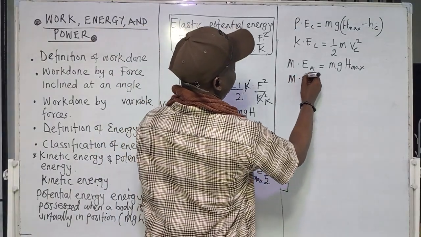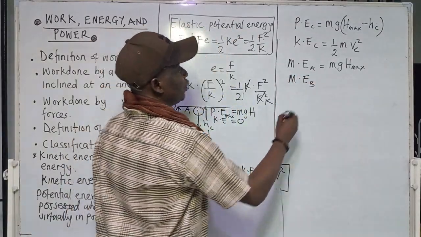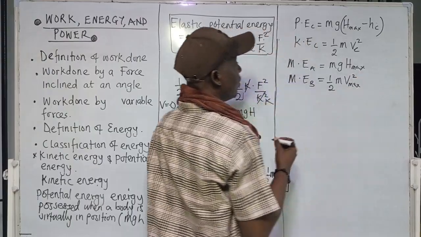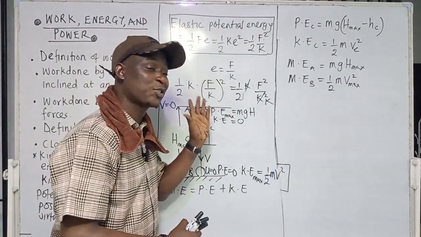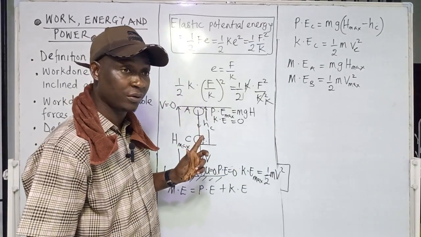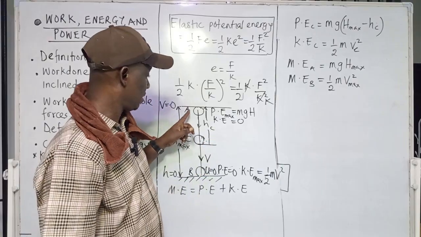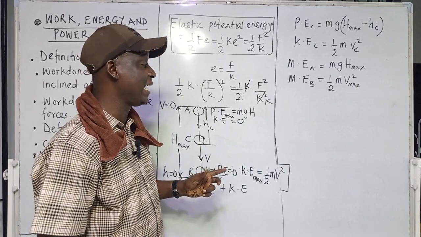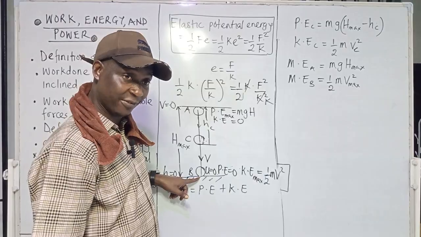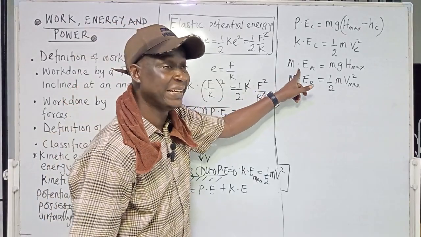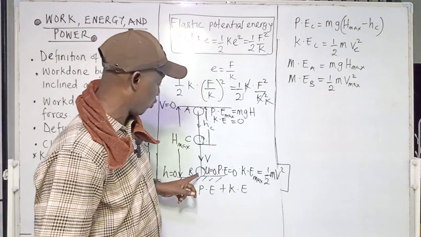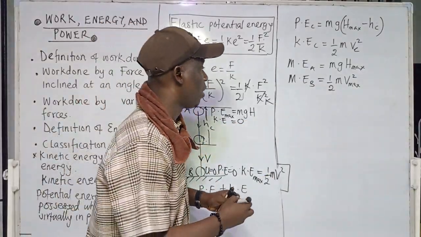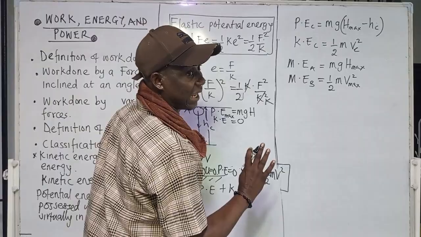Mechanical energy at point B, the lowest level, is equal to what? Half mv square. You see where a question can come out now. If they ask you, mechanical energy is converted to potential energy at what point? At the highest point. And kinetic energy at what point? At the lowest level. So at the highest point, mechanical energy is converted to potential energy. At the lowest point, mechanical energy is converted to kinetic energy. That means mechanical energy is constant.